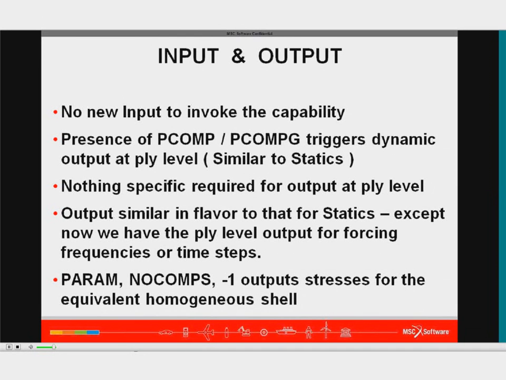The output is also similar in flavor to that for statics, except that now we also have a ply level output for forcing frequency or time step. So if you have a standard, let's say, frequency response analysis, what used to happen before this capability was introduced was that you would get forcing frequency and then the stresses or strains for all the elements. Now you also have forcing frequency, then for each element, for each ply, you will get the stresses or the responses. PARAM,NOCOMPS,-1 outputs stresses for the equivalent homogeneous shell. So if you don't want it on a ply-by-ply basis, then this will give you a kind of smeared value for the responses.